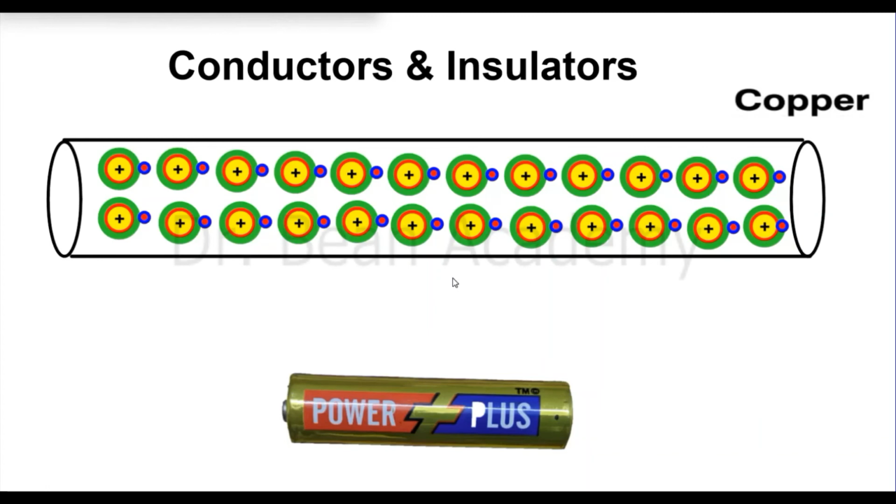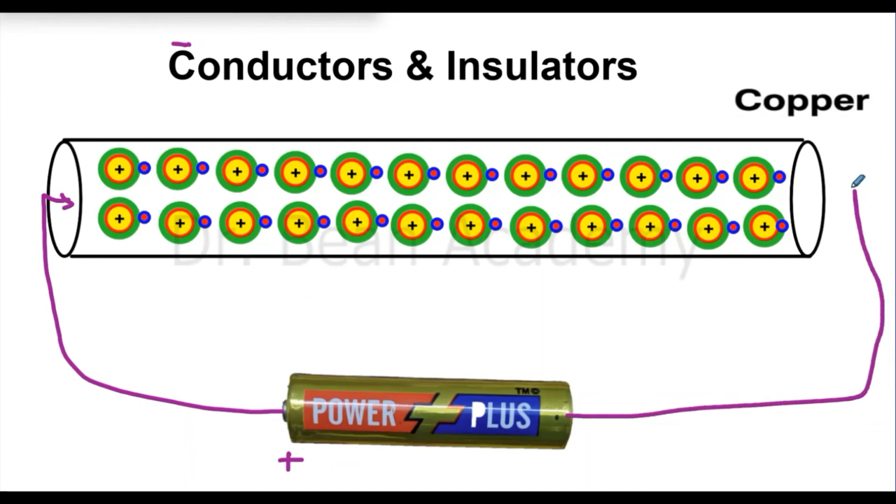And then an interesting thing occurs when you connect the terminals of the battery through the ends of a wire like this. When you connect the positive end of the battery with one end of a wire which is made of copper like this, and then the other end of this wire with, for example, the negative end of the battery.